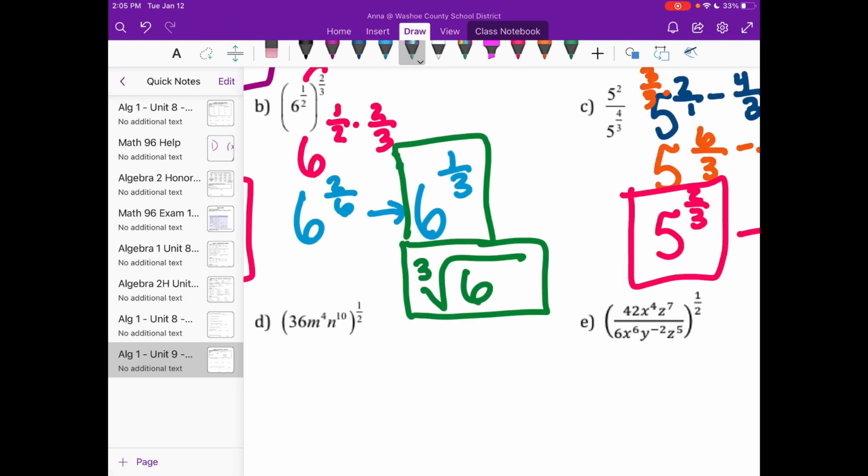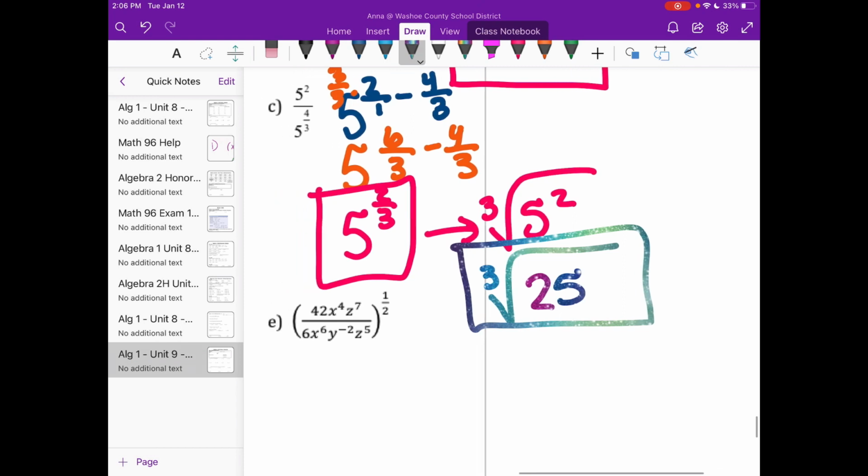All right, here's what I got for answer B. So my first box, you should have multiplied those fractions. So multiply the tops, multiply the bottoms. Should have gotten 6 to the 1/3 after you reduced. 1/3 means I write 6 one time in a cube root. So my boxes are around my two answers. So check your work on B.